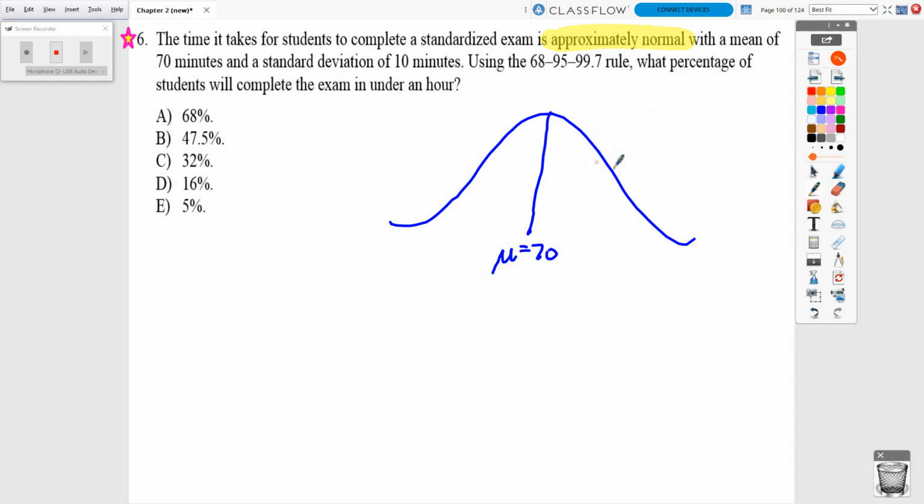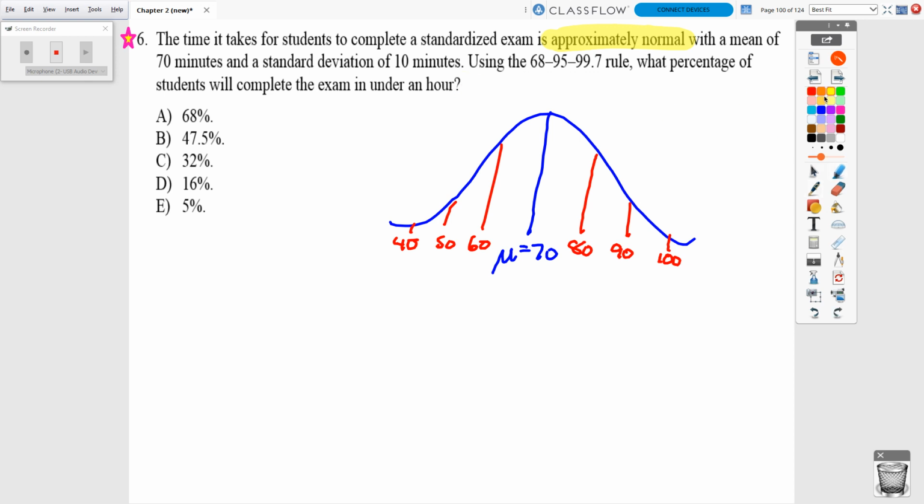So I could easily go 1, 2, 3 standard deviations above, add 10, add 10, add 10, go 3 standard deviations below, subtract 10, subtract 10, subtract 10. So 60, 50, 40. So there's a good model of what we're dealing with. So this says, using the 68, 95, 99.7 rule, the empirical rule, what percentage of students will complete the exam in under 1 hour?